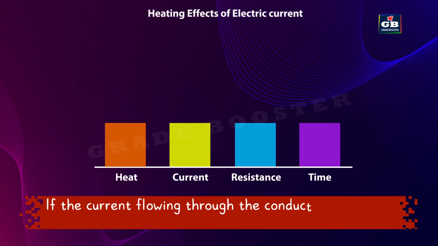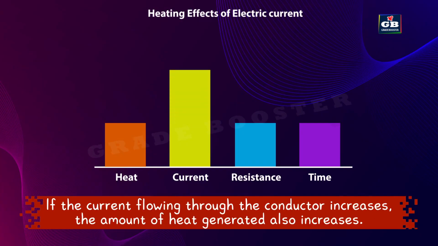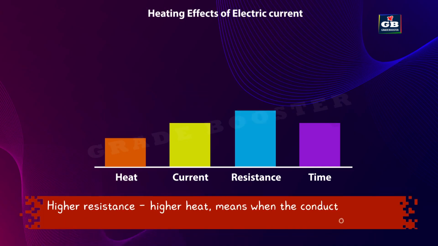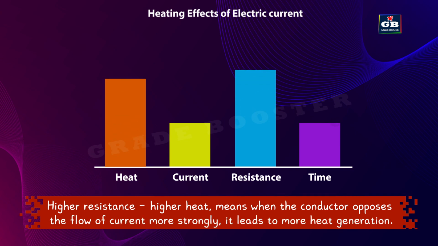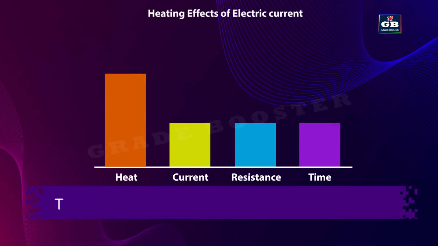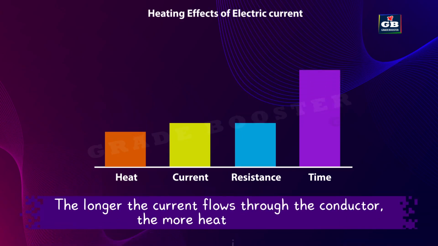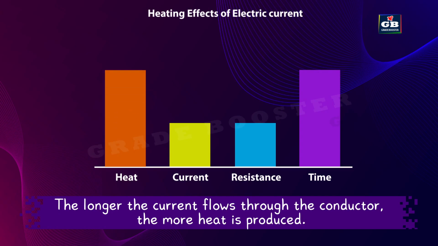If the current flowing through the conductor increases, the amount of heat generated also increases. This is because more electrons are moving through the conductor, leading to more collisions with the atoms, and hence more heat is produced. Higher resistance, higher heat, meaning when the conductor opposes the flow of current more strongly, it leads to more heat generation. The longer the current flows through the conductor, the more heat is produced.